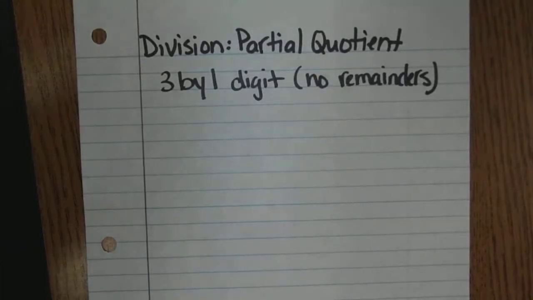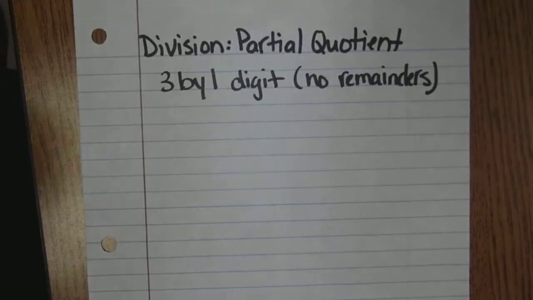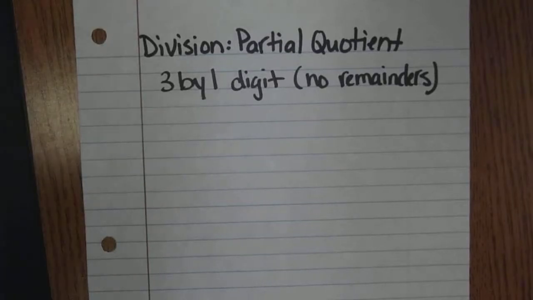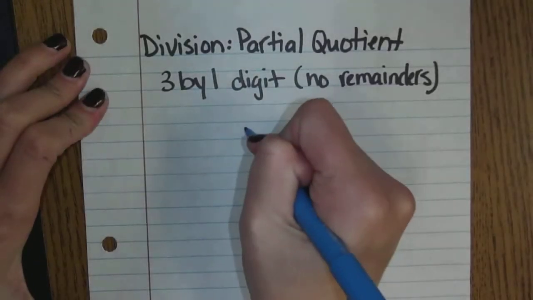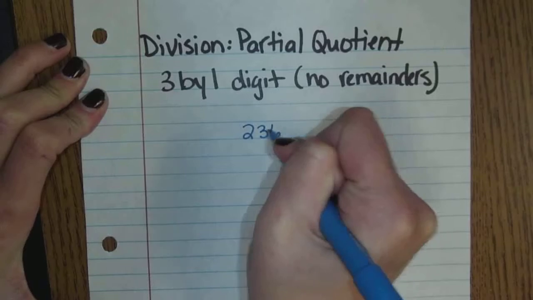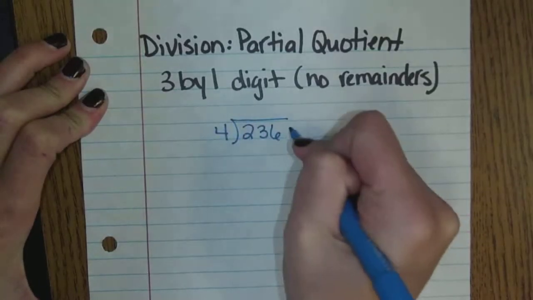This video is to show division using the partial quotient with a 3-digit by a 1-digit and having no remainders. Our problem that we're going to start with is 236, and we are going to be dividing by 4.